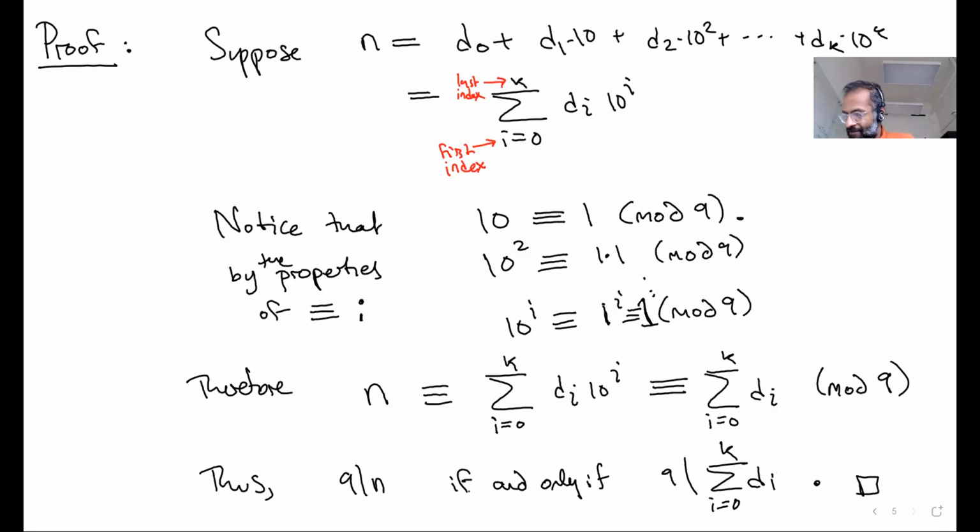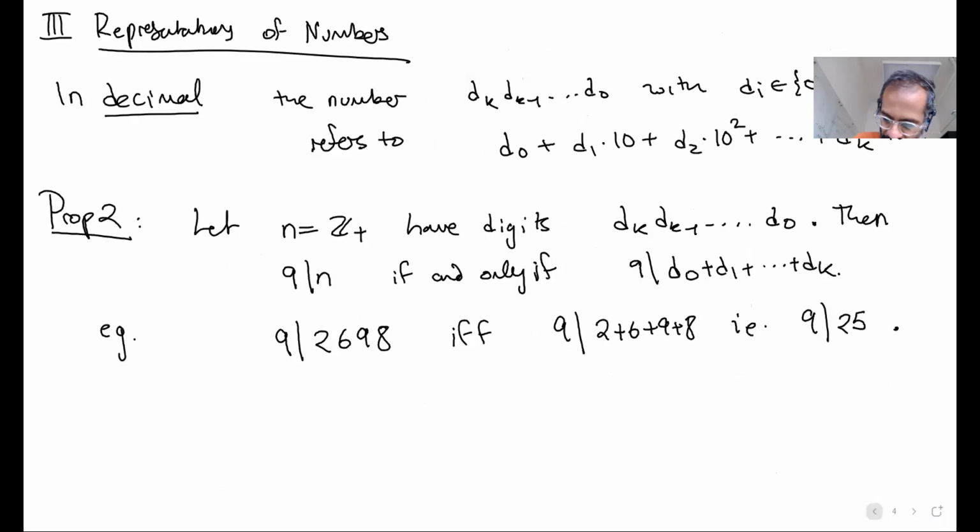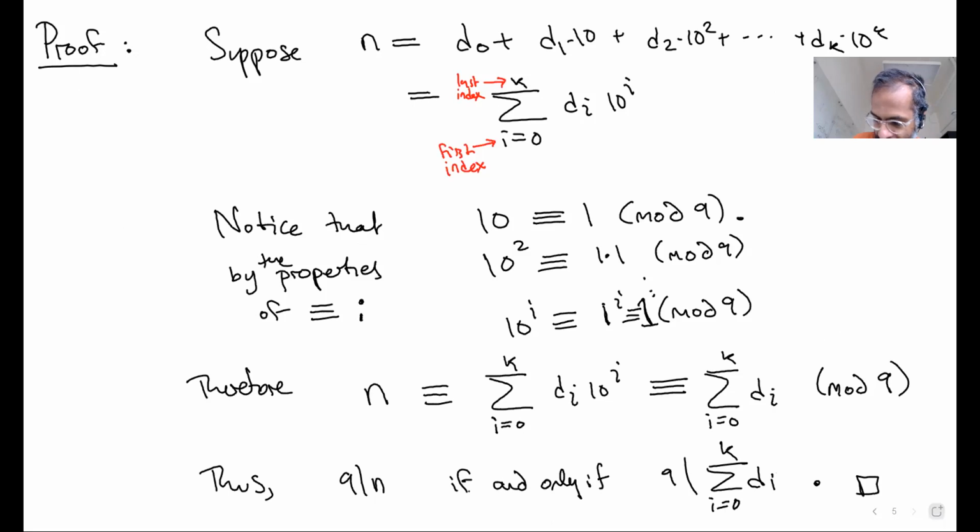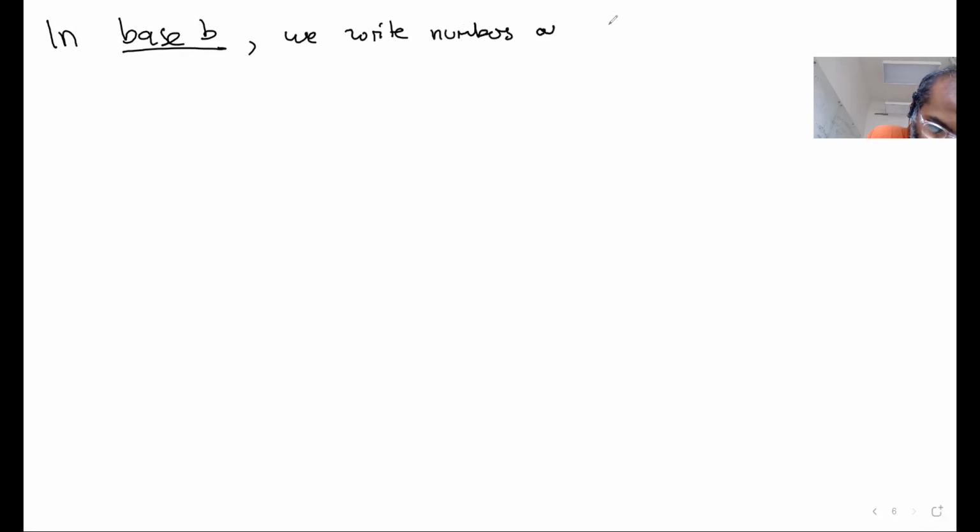Okay, so now I want to briefly talk about how you represent integers in other number systems. Decimal means you write numbers as sums of powers of 10. But there are other number systems. In base B, we write numbers as sums of powers of B. In particular, binary is B equals 2.